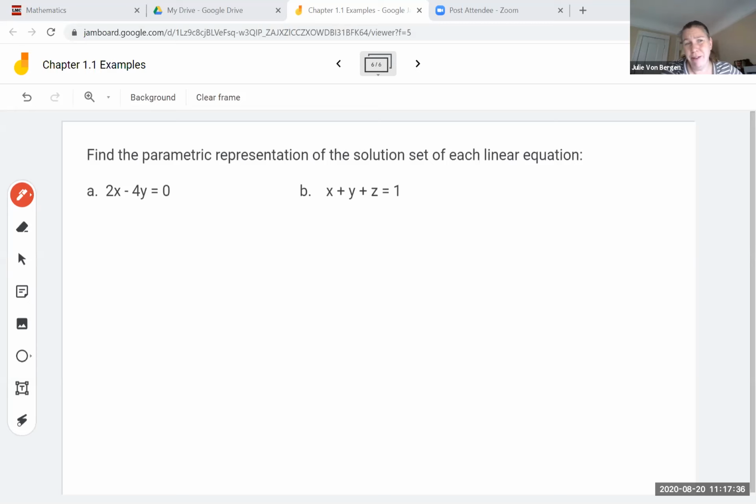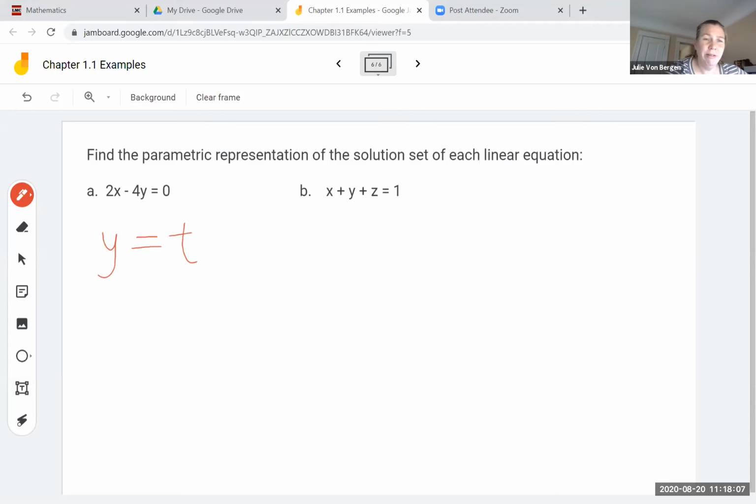What that means is once we know the value for that variable, then we can work out the value of the second variable, or in the case of equation B, the first two variables would determine the third variable. So that last variable is not a free variable because you calculate it based on the first two variable values. So we are going to let y be the free variable in this first example, and we'll say y equals t. The common parametric variables are s and t.